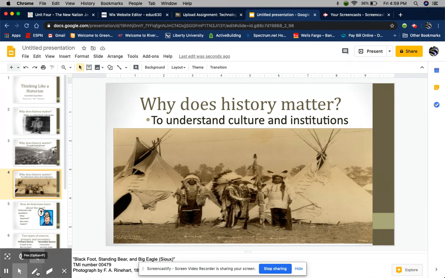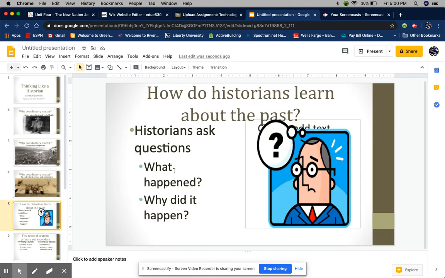Okay, looking at this picture right here, we can clearly tell based on evidence that these are Native Americans, right? We have our teepee, we have our headdresses, and the feathers in the hair. All right, clearly tell that these are Native Americans. All right, so this is going to lead us into how historians think about the past, what type of evidence they use. So how do we learn about the past?